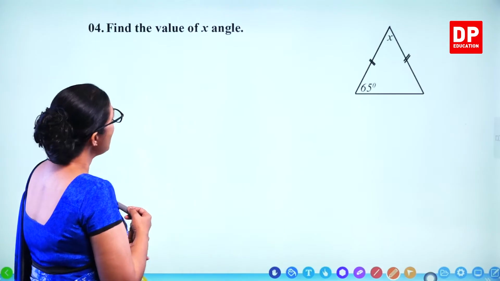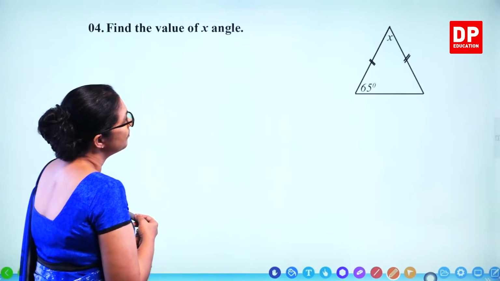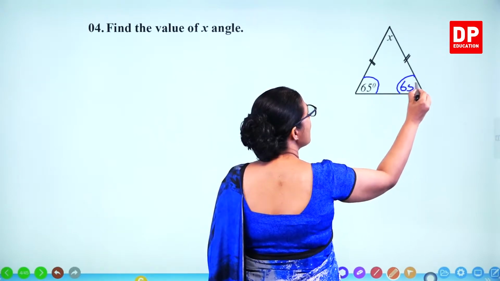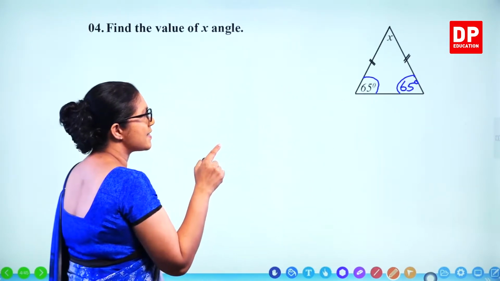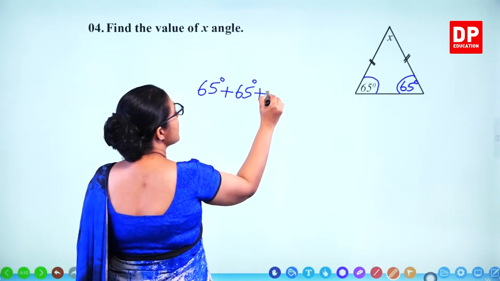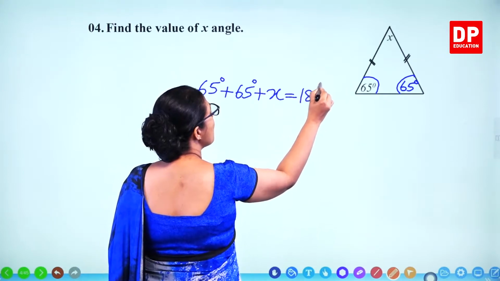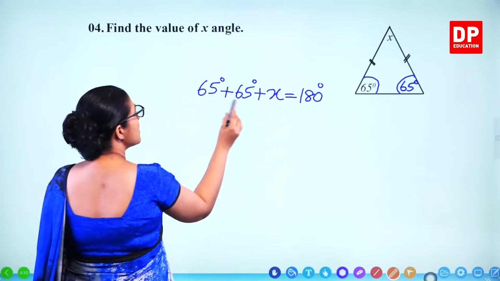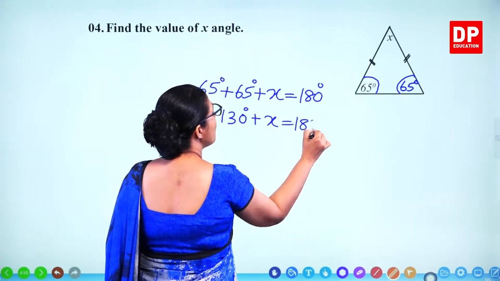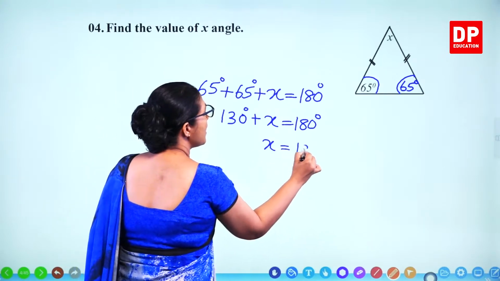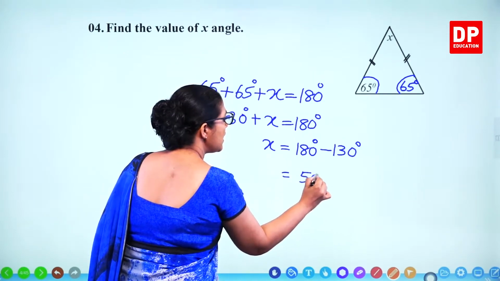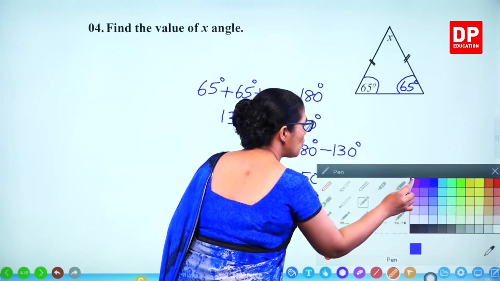Question number 4. Find the value of x angle. These two lengths are equal. If this is 65, this is also 65. Isosceles triangle. So what is x? 65 plus 65 plus x is 180. Sum of angles in a triangle. So 65 and 65, 130. And what is the value of x? 180 minus 130. You get 50 degrees. So you get 2 marks for that.